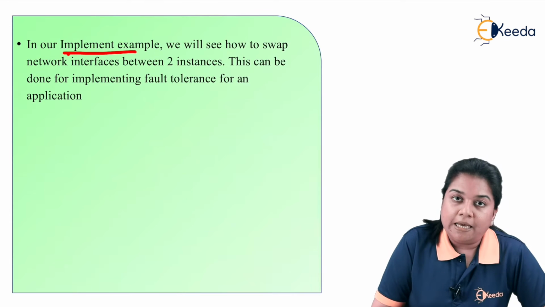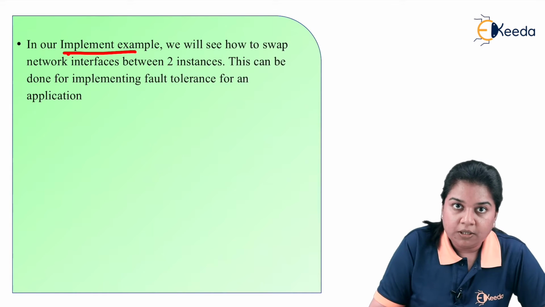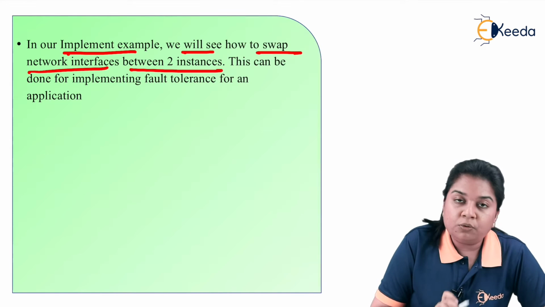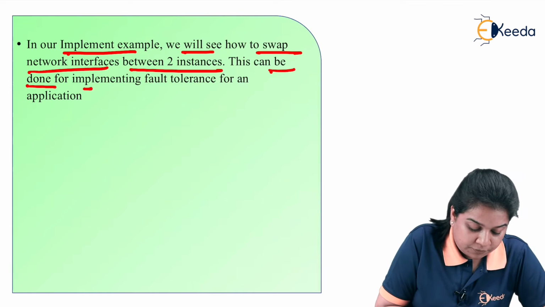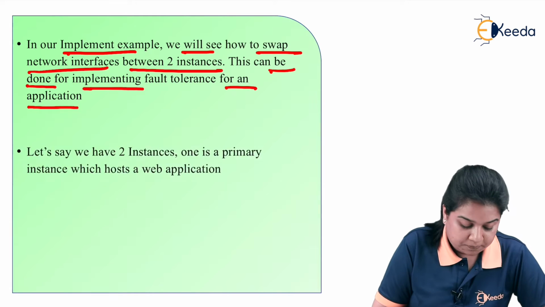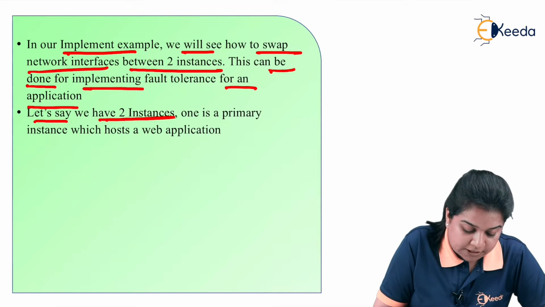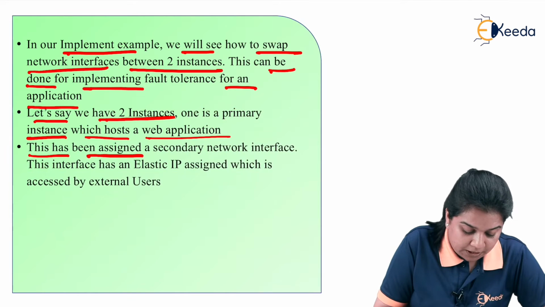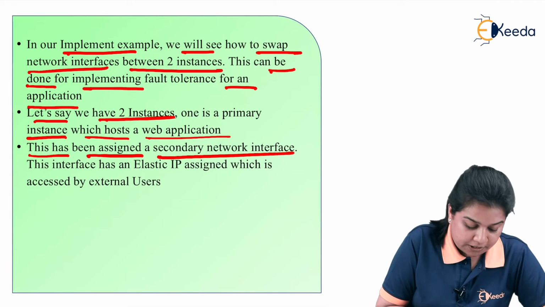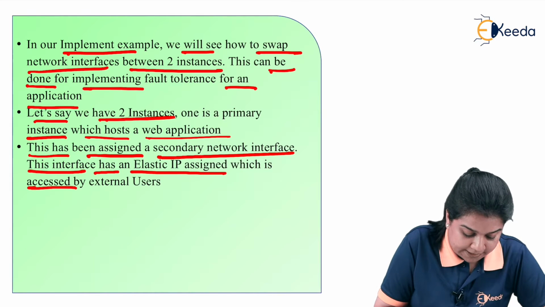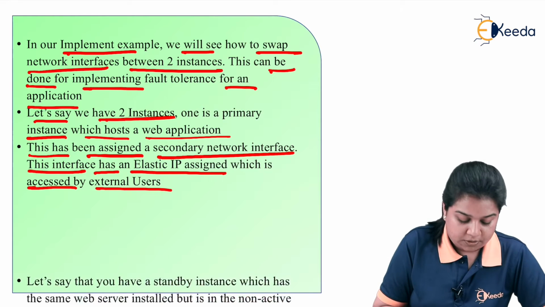In our example, which we have seen before in the above slide, we will see how to swap network interfaces between two instances. This can be done for implementing fault tolerance for an application. Let us say we have two instances. One is a primary instance which hosts a web application. This has been assigned a secondary network interface. This interface has an elastic IP assigned, which is accessed by external users.